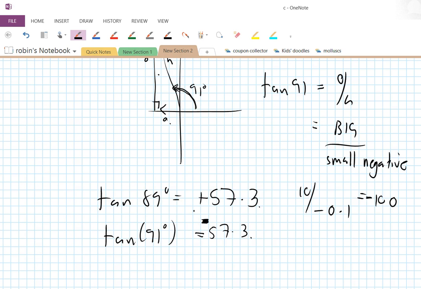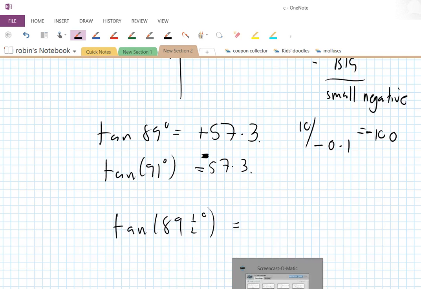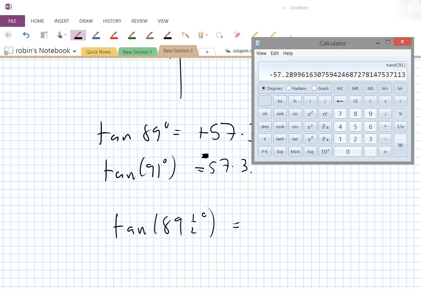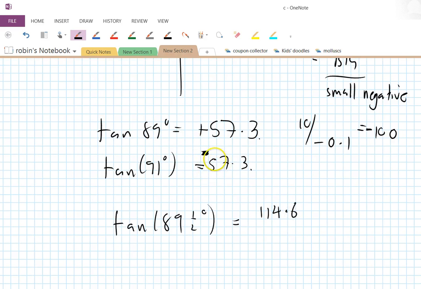Well, that's quite odd, because as we approach 90 degrees, we're going to have something very peculiar. And of course, this effect gets stronger. If I look at the tangent of, let's say, 89.5 degrees, you see we're approaching that 90 degrees. Let's work out the tangent of 89.5. That's 114.6. Some of you will notice that it's about twice that.